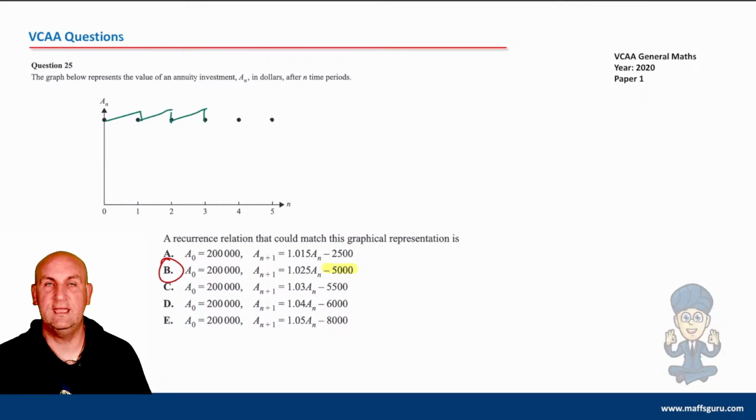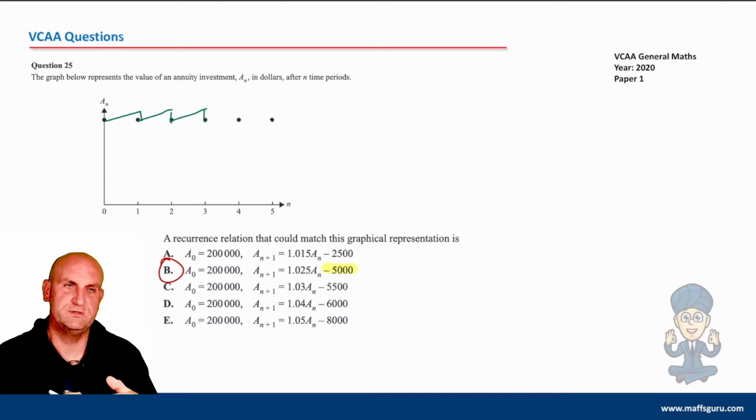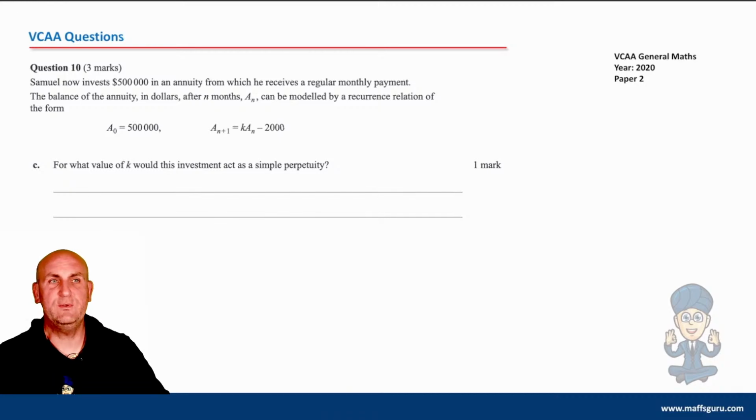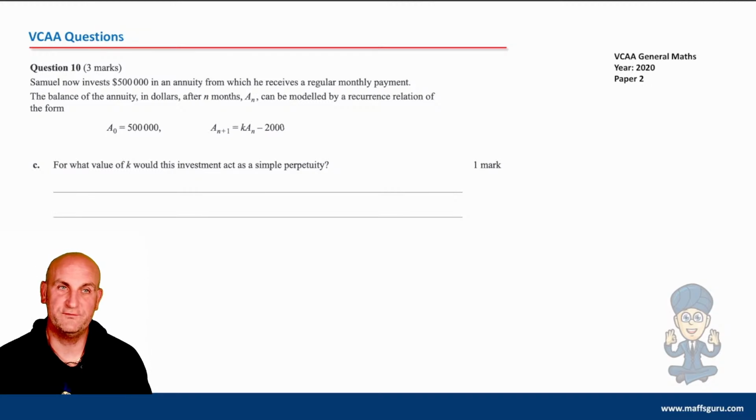See what they're doing there. Again, it is a little bit tricky. Did you understand by looking at the graph that that was a perpetuity, or that the value wasn't going up? Next one: Samuel invests 500,000 in an annuity from which he receives a regular monthly payment. The balance of the annuity in dollars after n months can be modeled by a recurrence relation of this form. Okay, dokie, thank you very much.